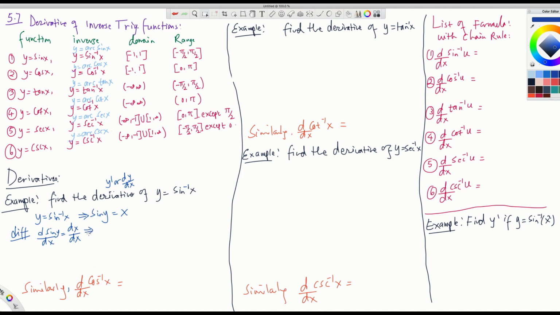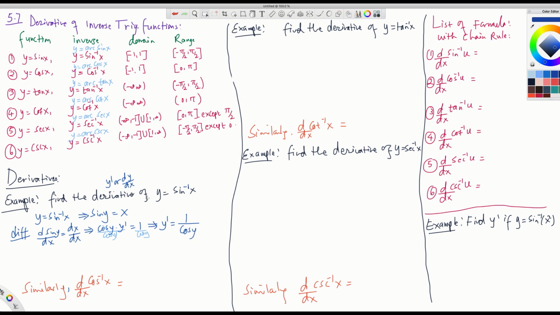So what is the derivative of sine y? It is cosine of y, but since they don't match, you need to write an extra y prime. dx over dx is basically 1. So y prime is how much? You divide both sides by cosine y, and basically you get y prime equals 1 over cosine of y.